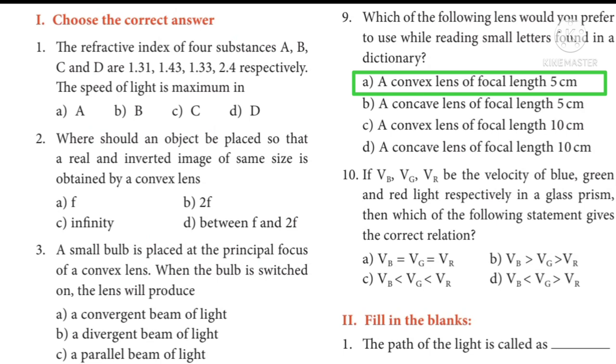Tenth question: VB, VG, VR be the velocity of blue, green and red light respectively in a glass prism. Then which of the following statements gives a correct relation? Option A, VB equal to VG equal to VR. Option B, VB greater than VG greater than VR. Option C, VB less than VG less than VR. Option D, VB less than VG greater than VR. The correct answer is option C, VB less than VG less than VR.